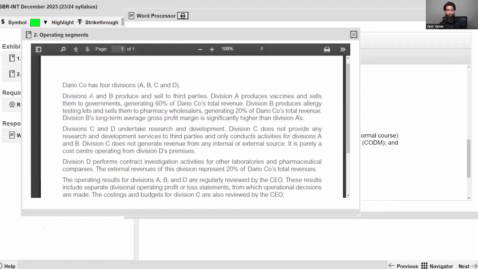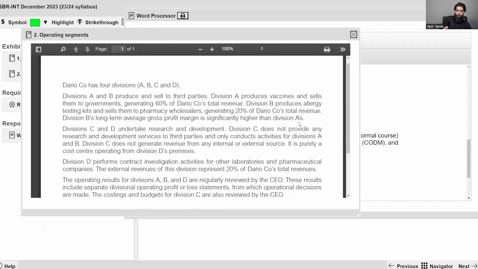Divisions A and B produce and sell to third parties. Is the first condition met? Is the first condition for Division A and B met? They engage in business activities, they incur expenses and earn revenues. Yes. Division A produces vaccines and sells them to governments, generating 60% of Dario company's total revenue. Division B produces allergy testing kits and sells them to pharmacy wholesalers, generating 20% of Dario company's total revenue. Division B's long-term average gross profit margin is significantly higher than Division A's.